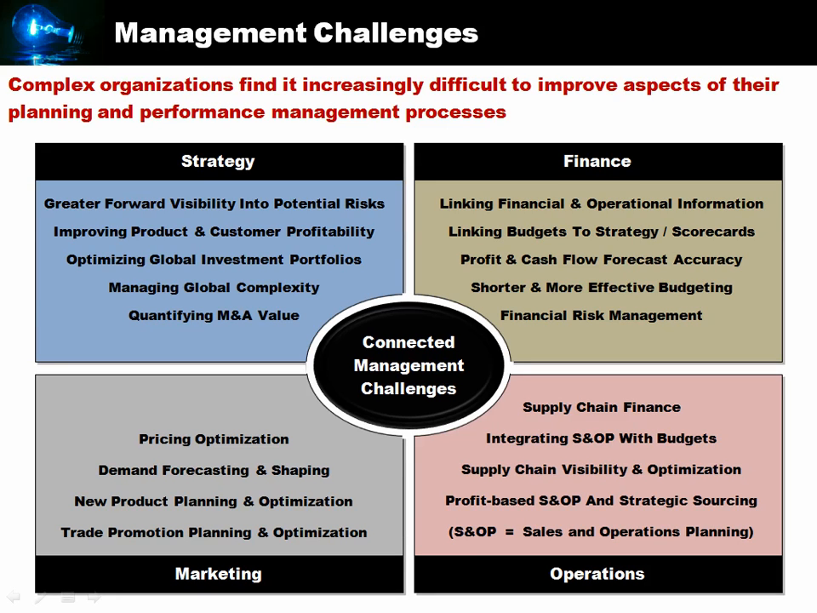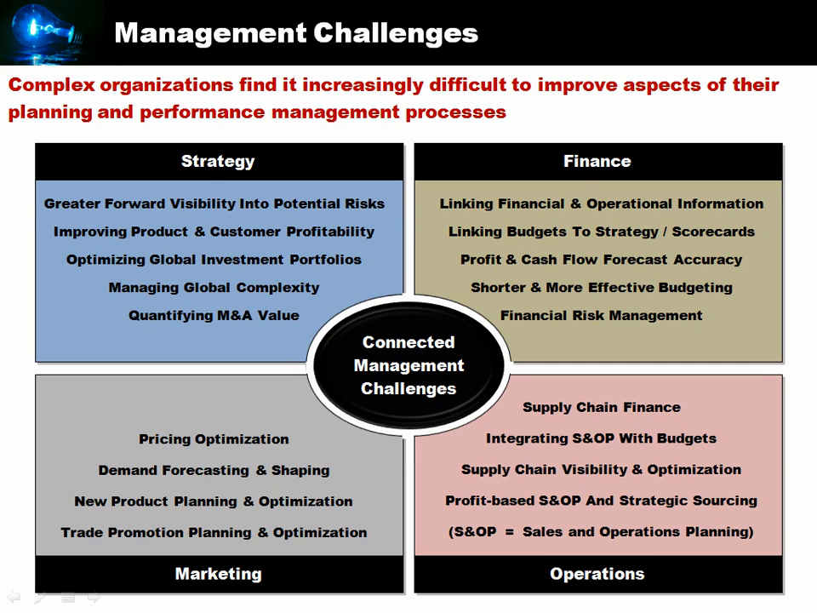Complex organizations find it increasingly difficult to improve aspects of their planning and performance management processes, examples of which are shown on the screen. These challenges are dominating discussions in articles, research studies, conferences, and social networking sites. But few organizations are addressing these challenges holistically. In most cases, individual stakeholders address specific ones with varying degrees of coordination. What's being experienced is that such approaches really don't work well.